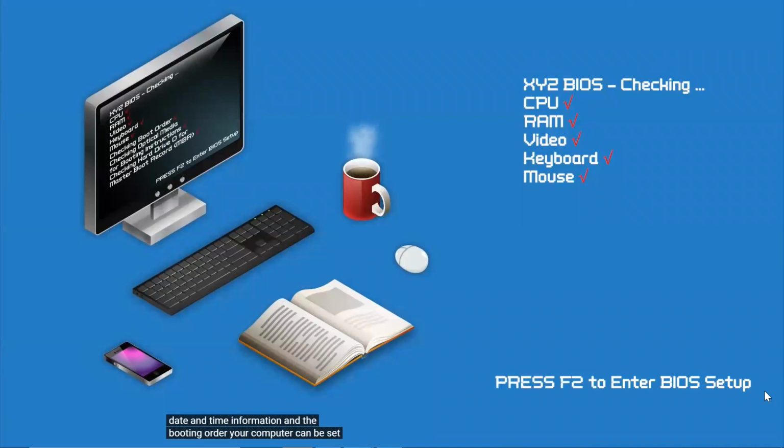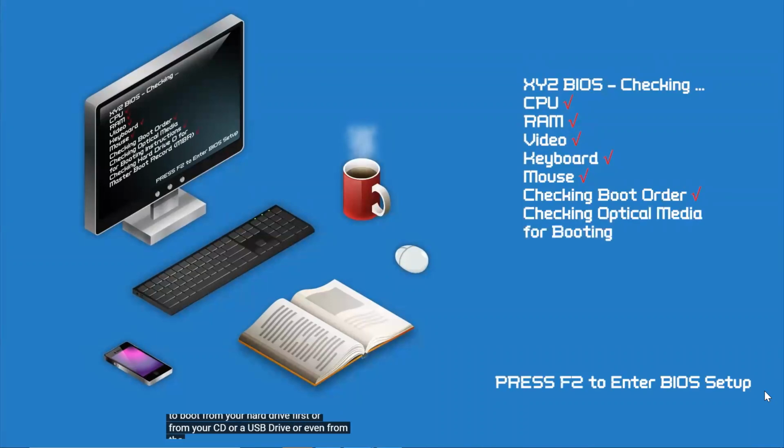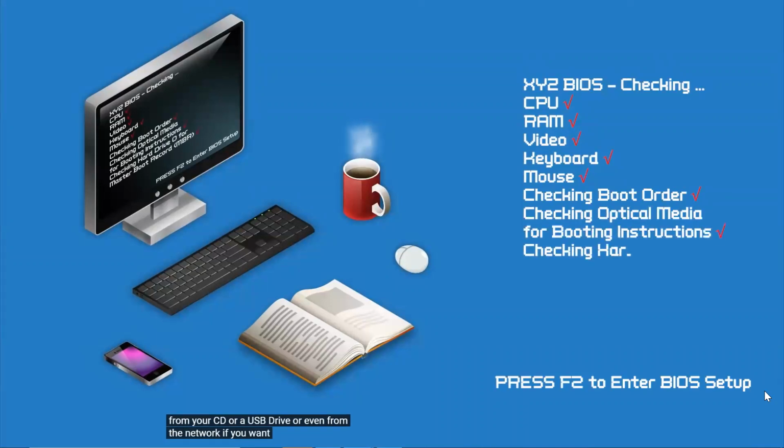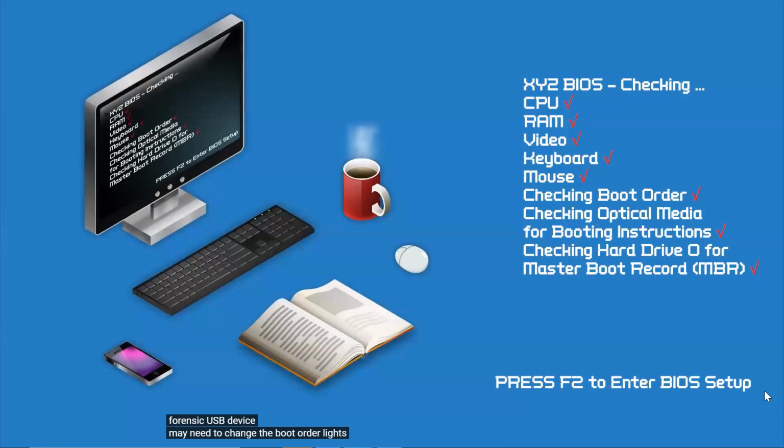Your computer can be set to boot from your hard drive first, or from your CD, or a USB drive, or even from the network. If you want to boot the computer with a forensic boot CD or forensic USB device, you may need to change the boot order. Lights on each drive will flash as the POST checks them for booting instructions.